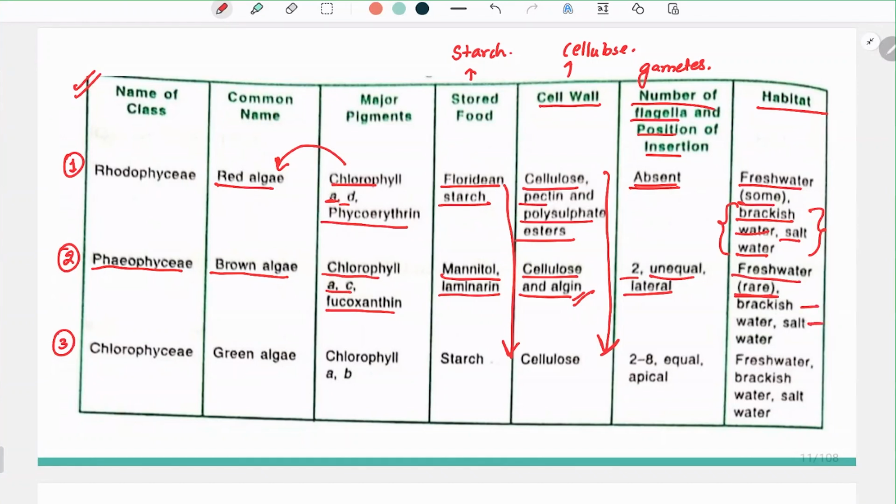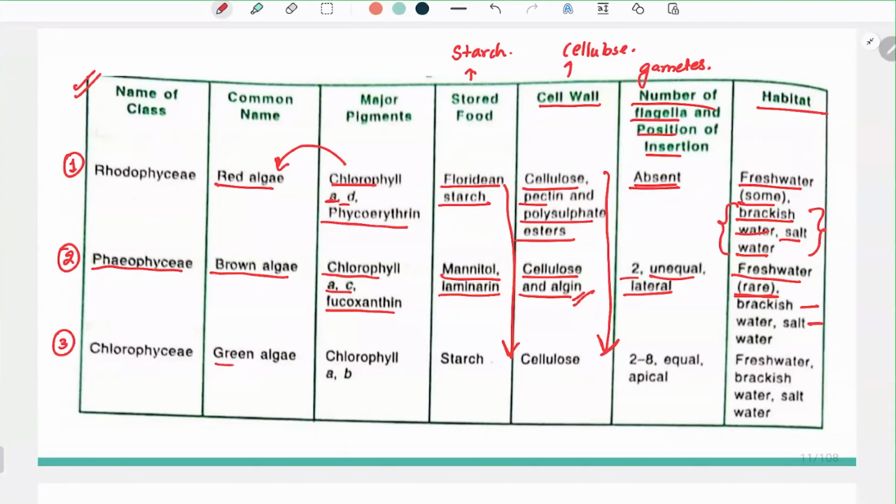So we see that two algae have their habitat as brackish and saltwater. The first one is Rhodophyceae, the second one is Phaeophyceae. Some Rhodophyceae are present in freshwater, but Phaeophyceae are very rarely seen in freshwater. They are mainly seen in brackish water and saltwater.